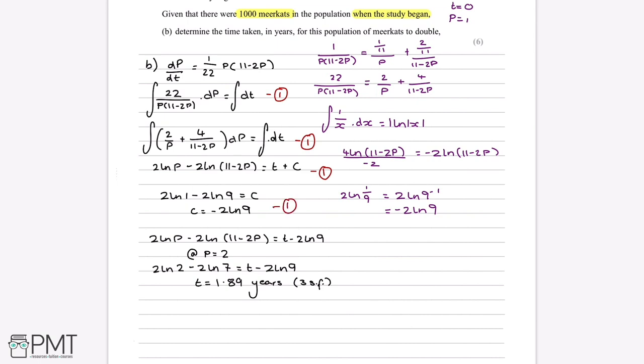So this gets us another mark. And then we get another method mark for substituting in p equals 2. And then lastly, we get an answer mark for finding that the time taken was 1.89 years to 3SF. And that's all 6 marks.